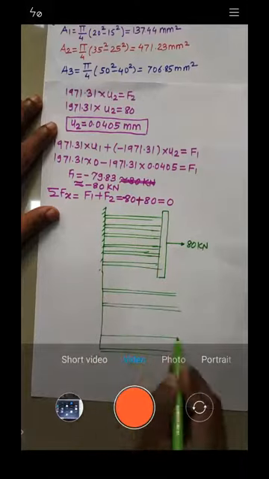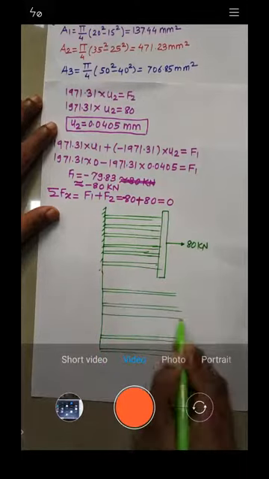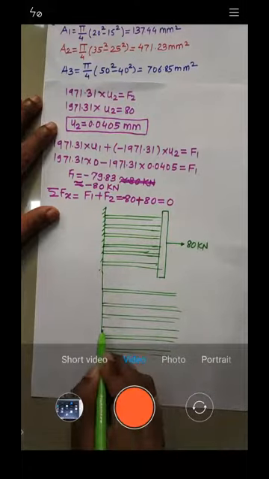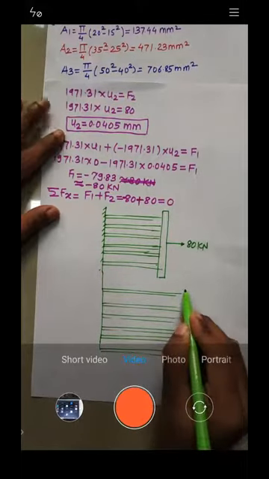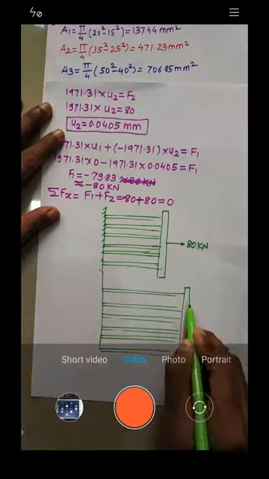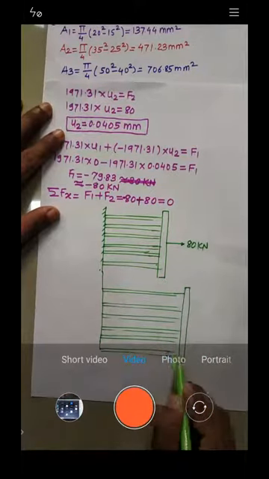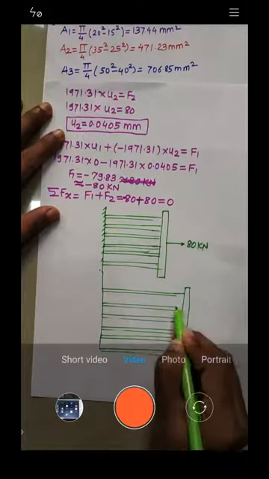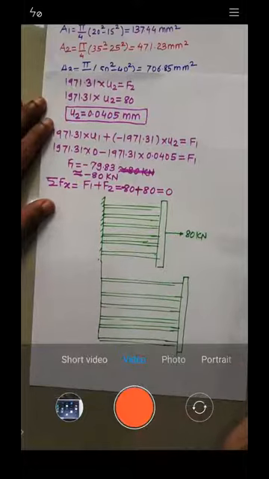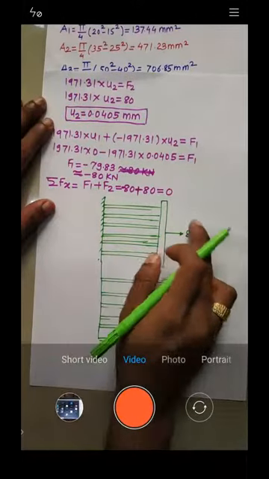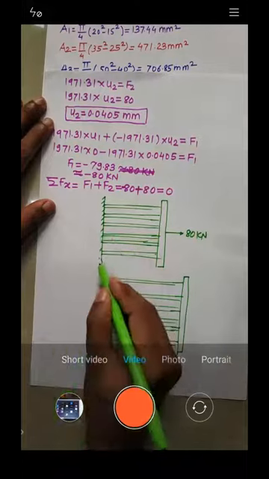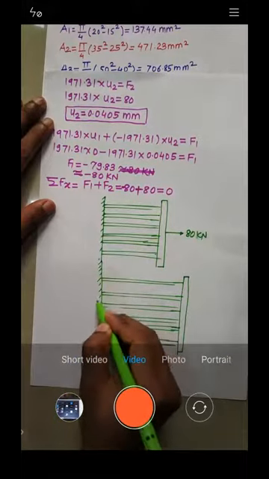Try to understand. So this is the new position which you got. Is that okay? See, this is the initial diagram, and when you apply 80 kilonewton, the structure gets displaced.